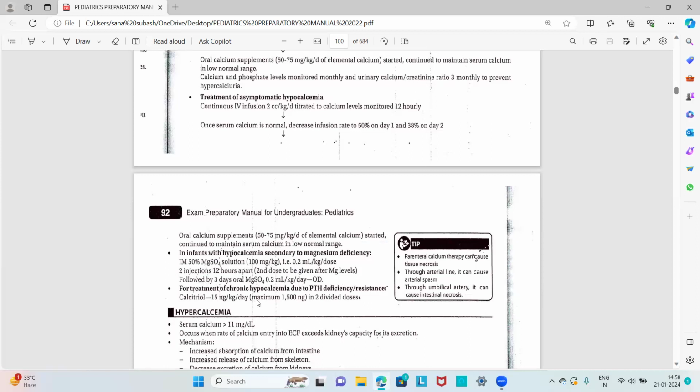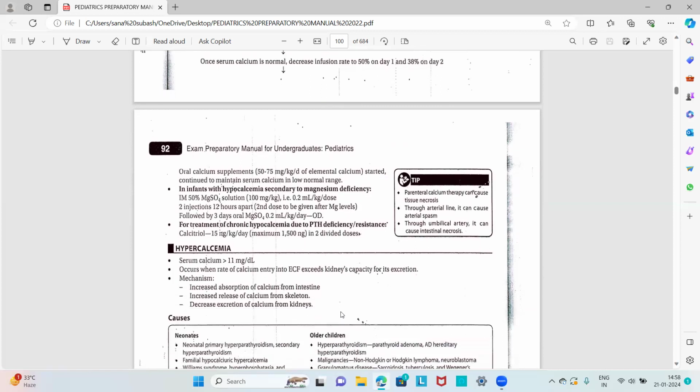Then for treatment of chronic hypocalcemia due to PTH deficiency or resistance, we have to give calcitriol 50 nanogram per kilogram per day in 2 divided doses. So that is all about hypocalcemia. Then we have a look into hypercalcemia.